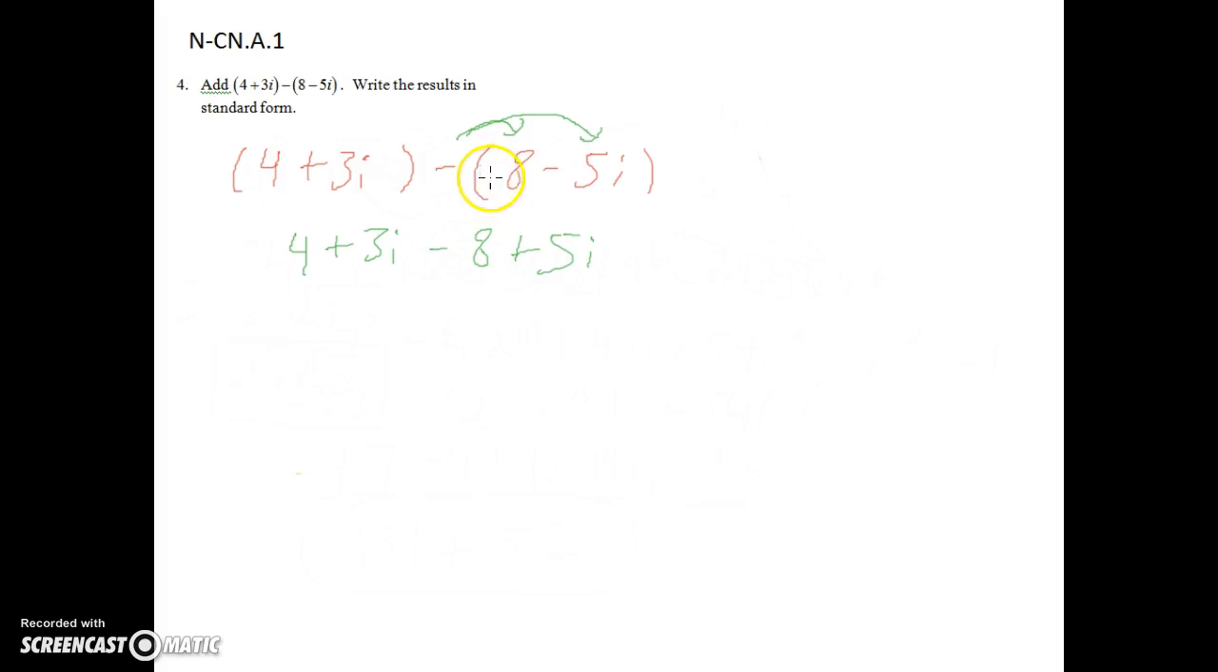So once we do that, 8 becomes negative 8, and minus 5i becomes plus 5i. Combine like terms. 4 minus 8 is negative 4. Positive 3i plus 5i gives us plus 8i. Now we're done. If it was addition, you would just start combining like terms. Subtraction, we distribute the negative, then combine like terms.